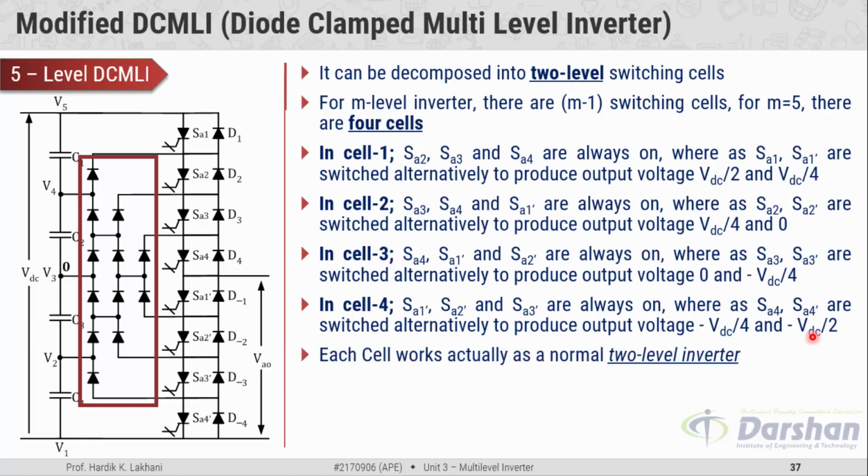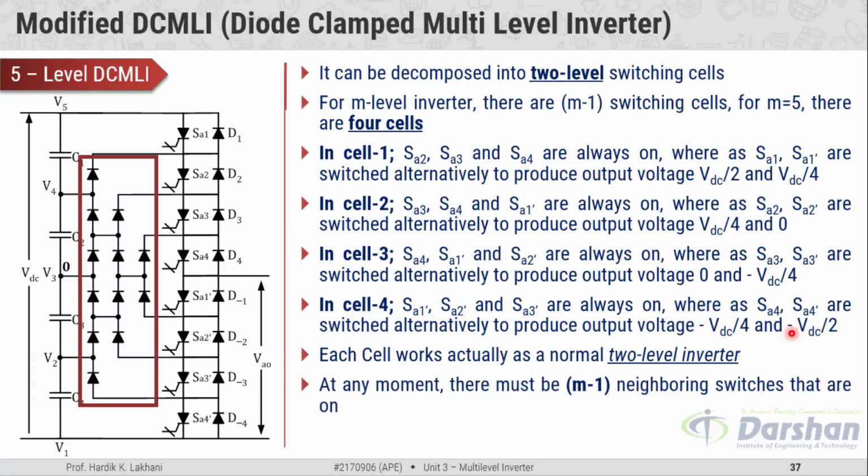So each cell works actually as a normal two-level inverter. Cell 1 is a two-level inverter, cell 2 is also a two-level inverter, cell 3 is also a two-level inverter, and at last cell 4 also produces a two-level output across its output terminal. At any moment, there must be M-1 neighboring switches that are on, right? Starting from cell 1 to cell 4, M is equal to 5, so 5 minus 1, 4 neighboring switches are in the on state.